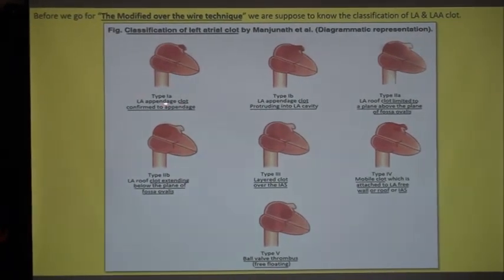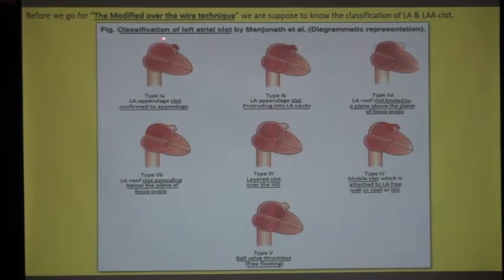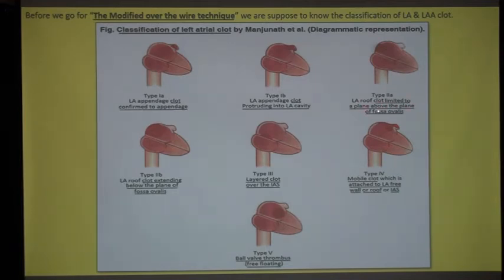Type 1A, clot confined to appendage. Type 1B, clot protruding into LA cavity. You see, this is protruding into LA cavity. Type 2A, clot limited to a plane above the plane of fossa ovalis. Type 2B, clot extending below the plane of fossa ovalis. This is extending below the plane of fossa ovalis.